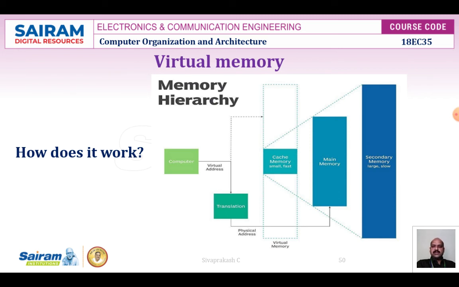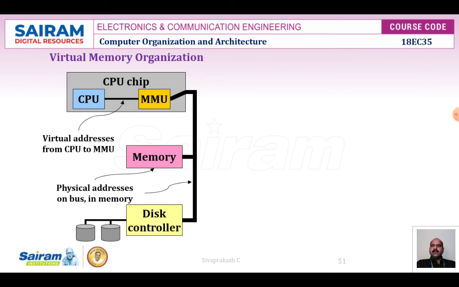This diagram shows how the virtual address, the physical address and the virtual memories are placed. From the computer, the address is translated from the virtual address to the physical address, and a cache holds the virtual memory and transfers the data towards the main memory or the secondary memory. The diagram shows how the memory organization is present here.